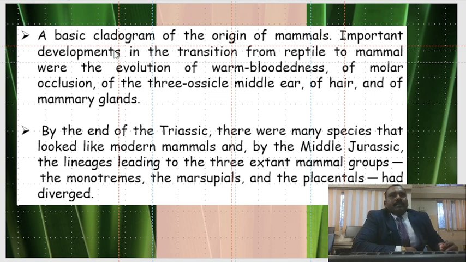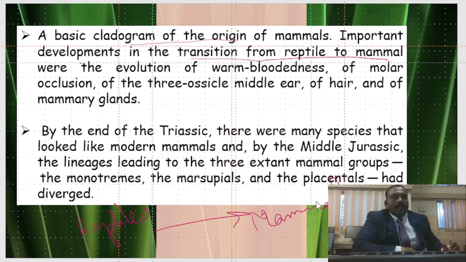A basic cladogram of the origins of the mammals shows the important elements in the transition from the reptiles to the mammals. Reptiles to mammals is a transition.